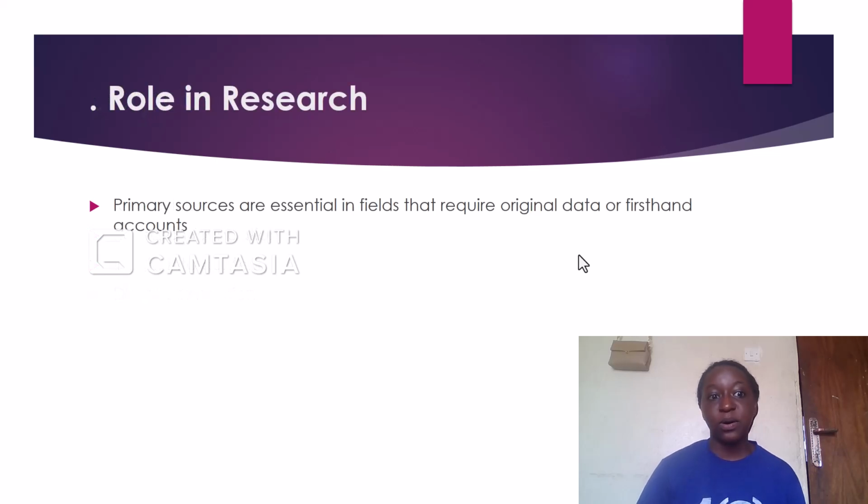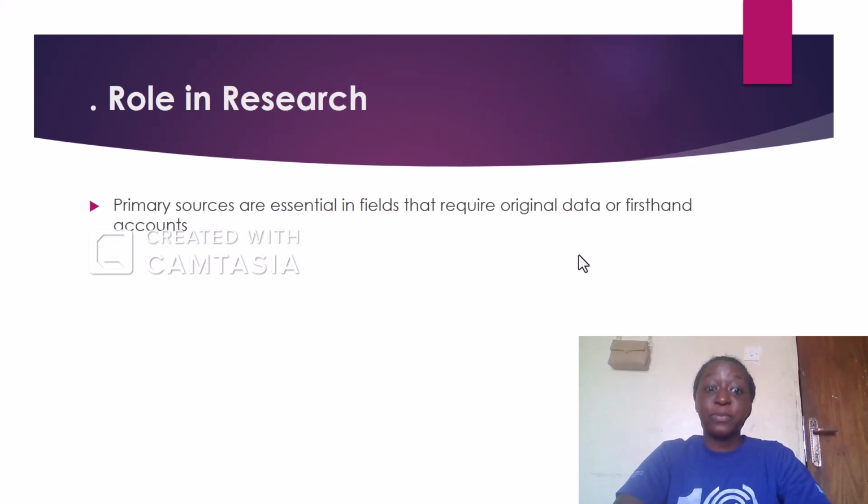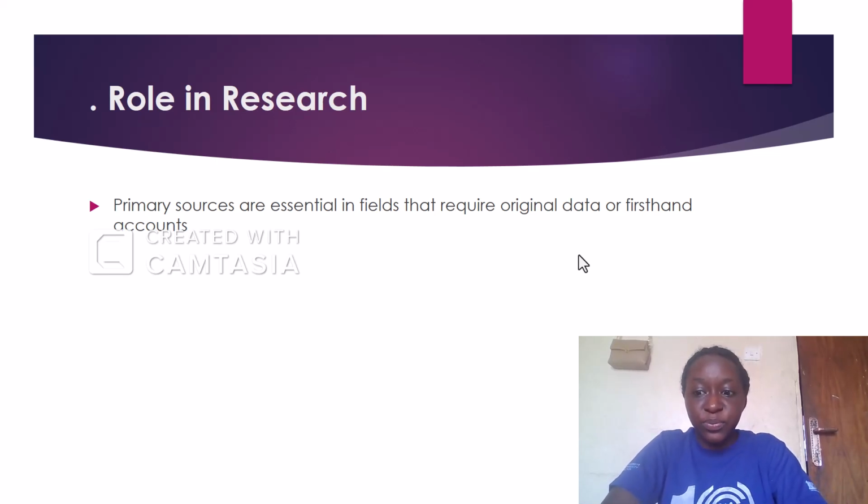The next thing we can talk about is the role in research. What is the role of primary sources in research? Primary sources are essential in fields that require original data or first-hand accounts. There are some fields where you will always require original data or first-hand accounts, and primary sources are the best. They always provide first-hand data. They are very essential in research fields where original data is required. So that is one of the roles of primary sources.